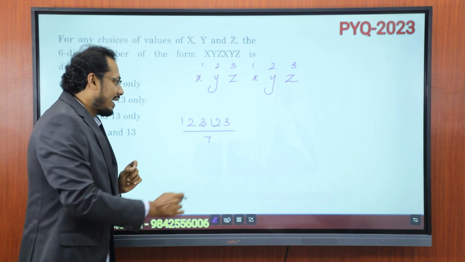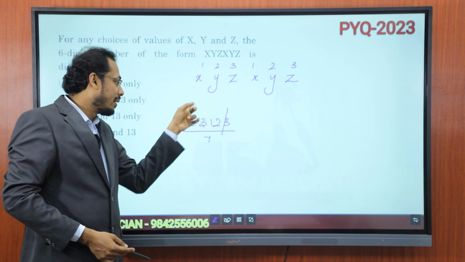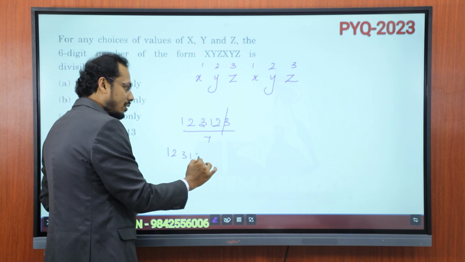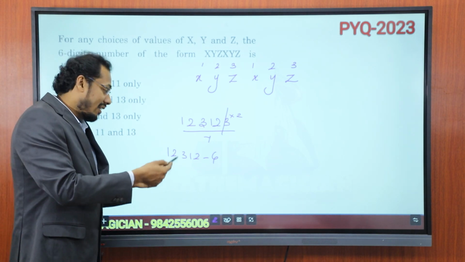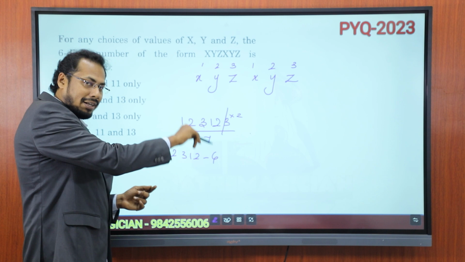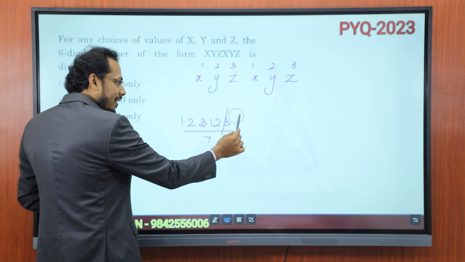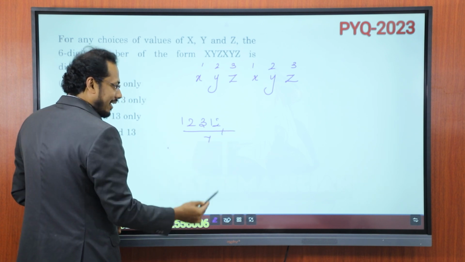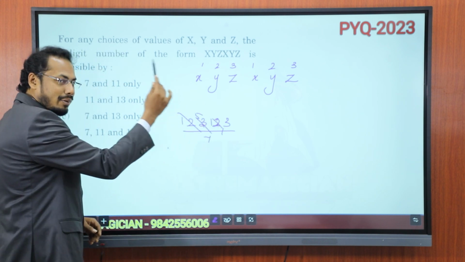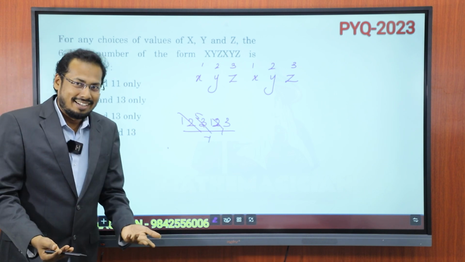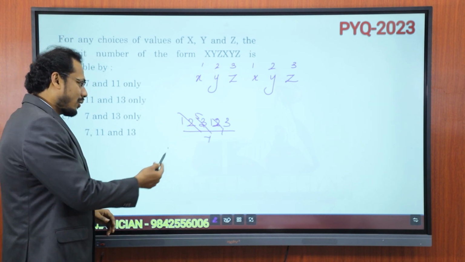For the 7 table we have a logic. Split the last digit, multiply by 2 and subtract that answer from the remaining number. So 123123: the last digit 3 into 2 is 6, minus 6, right. Then again split the last digit, multiply by 2 and subtract from the previous one. If you feel that this is not easy, you can directly divide the number. 12, how many times 7, once, remainder 5. Like that you can check. You do not have a calculator, so according to your speed you can divide this number, and it is divisible by 7.